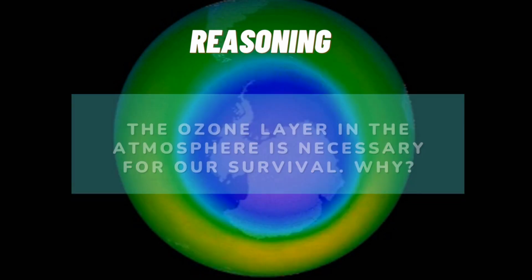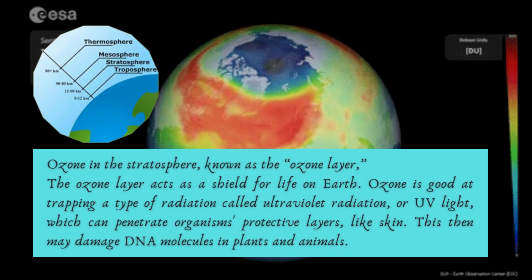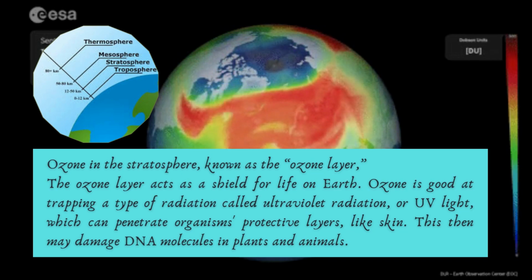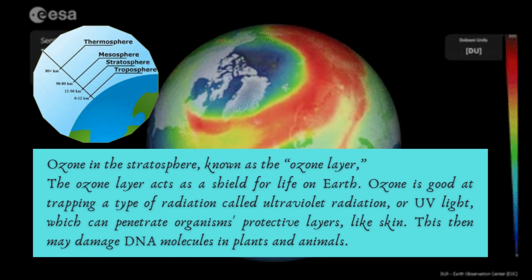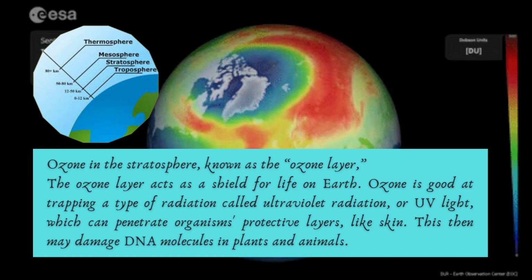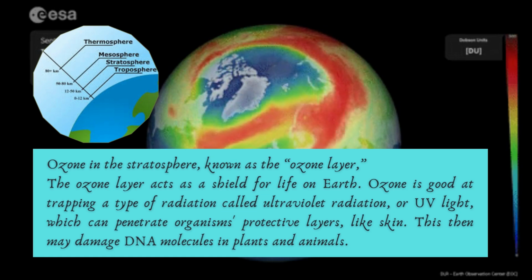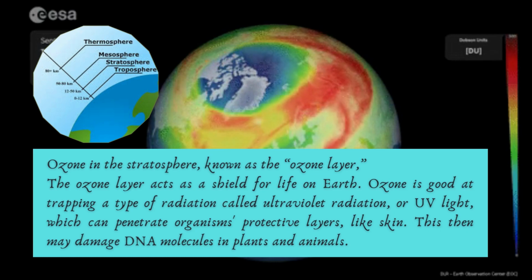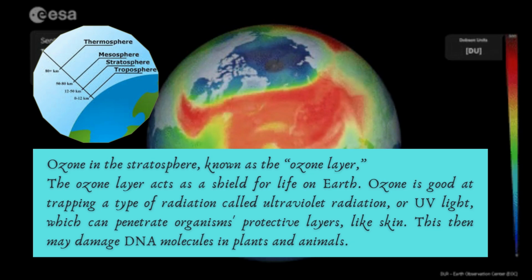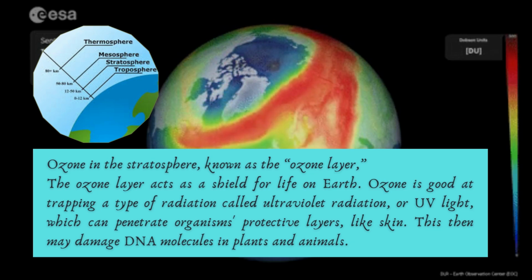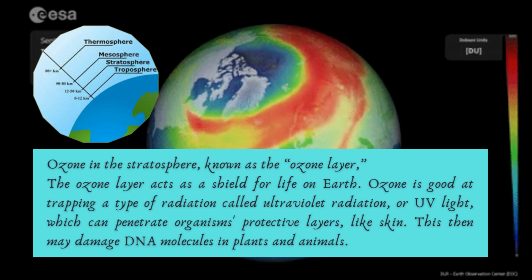The ozone layer in the atmosphere is necessary for our survival. Why? Ozone in the stratosphere is known as the ozone layer. The ozone layer acts as a shield for life on Earth. Ozone is good at trapping a type of radiation called ultraviolet radiation, or UV light, which can penetrate organisms' protective layers, like skin. This then may damage DNA molecules in plants and animals.